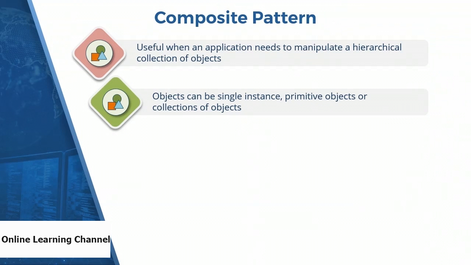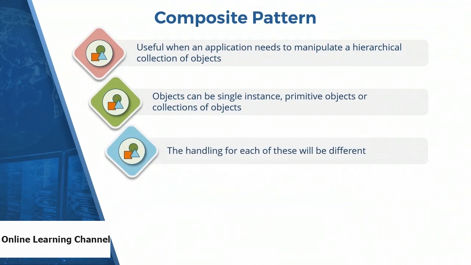The idea behind the composite pattern is that you should be able to treat single objects and collections in exactly the same manner without having the client know the difference. Now, if you did not implement the composite pattern, you're actually burdening the client because the handling for primitive objects, that is, individual instances, is typically different than how you would handle collections of these objects. The interfaces might be different, the methods exposed might be different, the operations that you perform might be different.